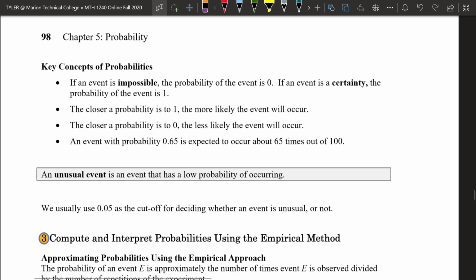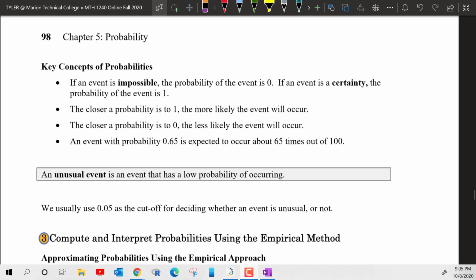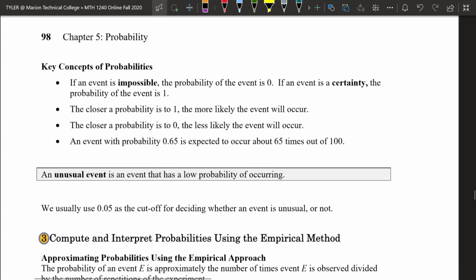And then an event with a probability of 0.65 is expected to occur about 65 out of 100 times. So that's what I meant when we were doing the coin tosses: if the probability of heads was 0.75, that would mean that we would expect to get 3 heads out of about 4 flips.